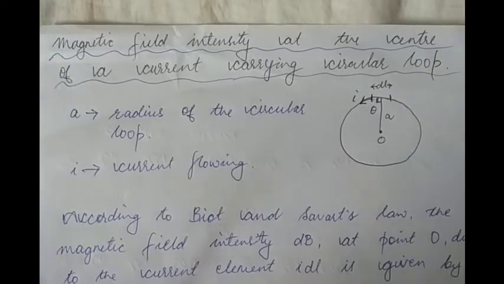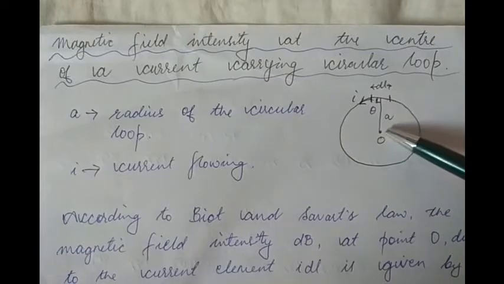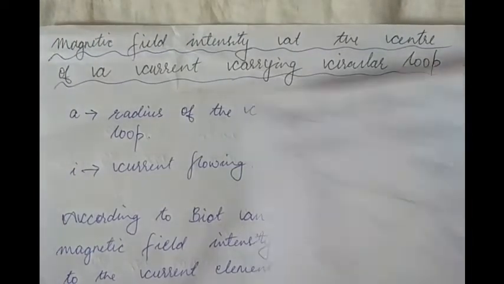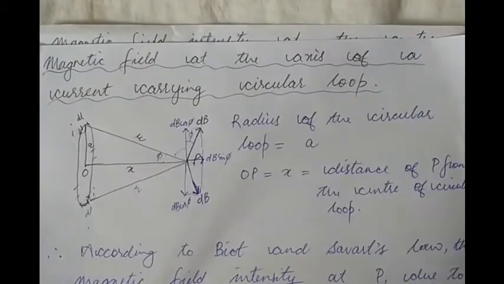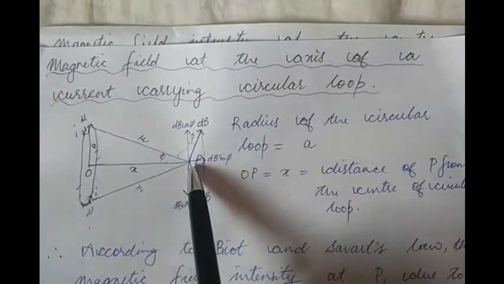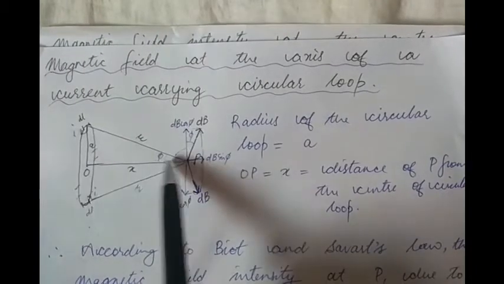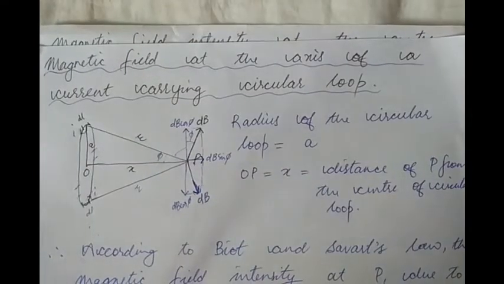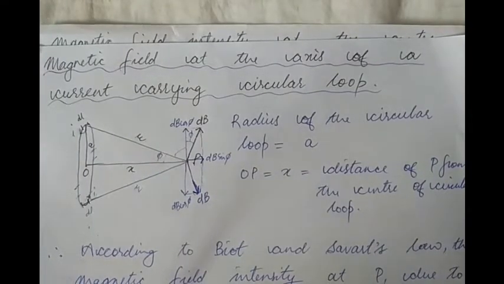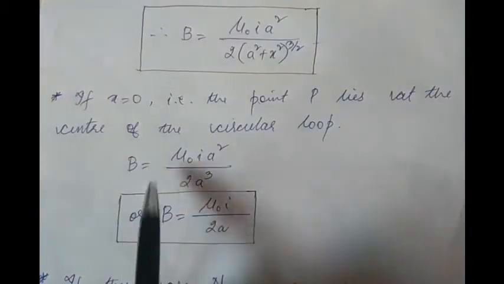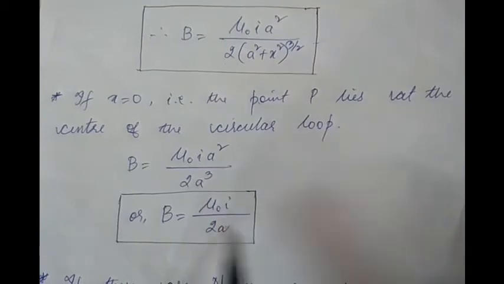We actually have looked into the expression for magnetic field intensity at the center of a circular loop in the previous video, wherein we discussed how to calculate the magnetic field intensity at the axis of a current carrying circular loop. So we had a current carrying circular loop and we calculated the magnetic field intensity at this point. Then after, we brought this point P to the center O such that x was 0, and we saw that the magnetic field intensity at the center of the circular loop, B, comes out to be mu naught I by 2a.